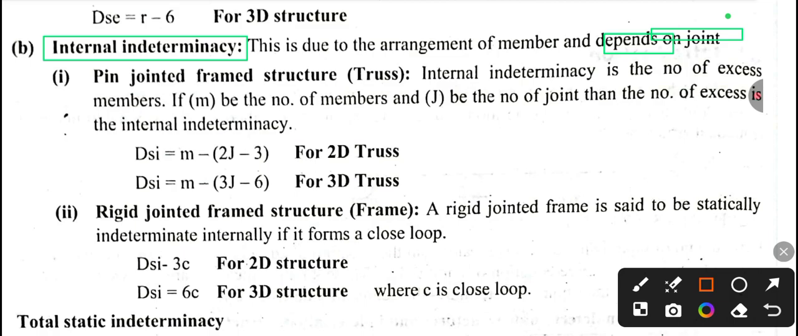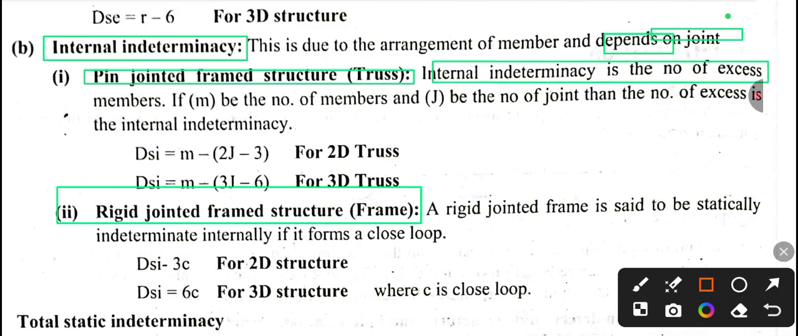And now here is also indeterminacy. This is of two types. First one is pin jointed and another one is rigid jointed. Rigid joint is especially for the frame structure, and pin joint acts especially for the trusses. So for the pin joint structure, or you can say for the truss, internal indeterminacy is the number of excess members.